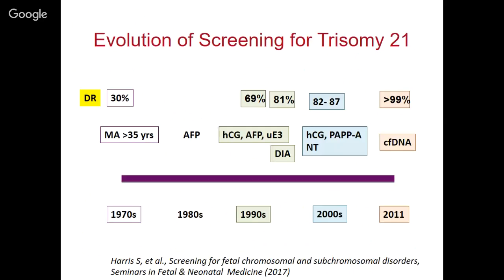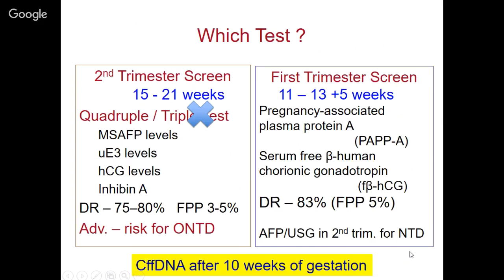Now, moving to something which I think everybody is familiar with because a lot of talks have already happened on this, screening for Down syndrome in pregnancy. You can see in this slide that there has been an evolution from the 70s to 2011, where we are now in the era of screening with biochemical markers along with ultrasound markers and now cell-free fetal DNA analysis. So this is just a little snapshot.